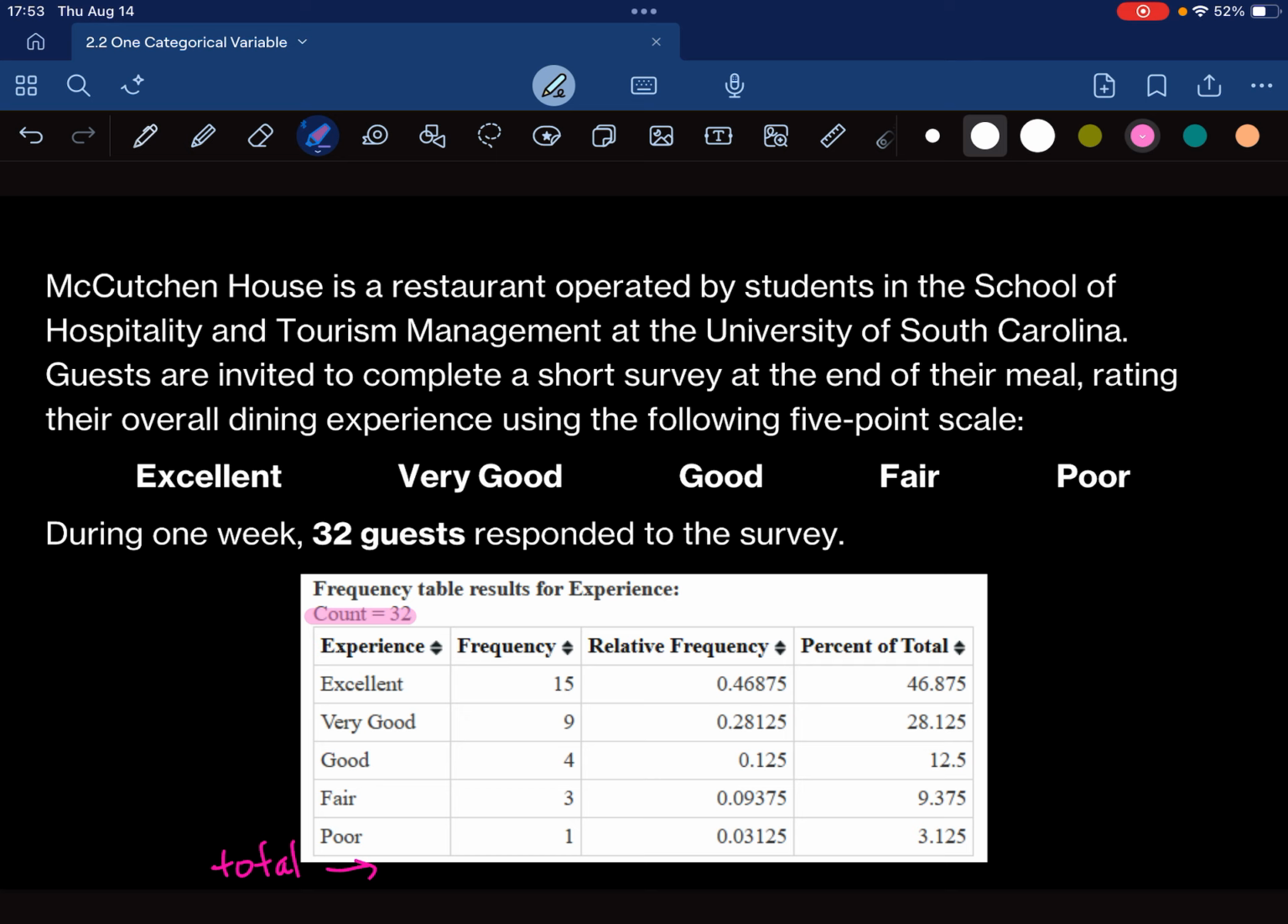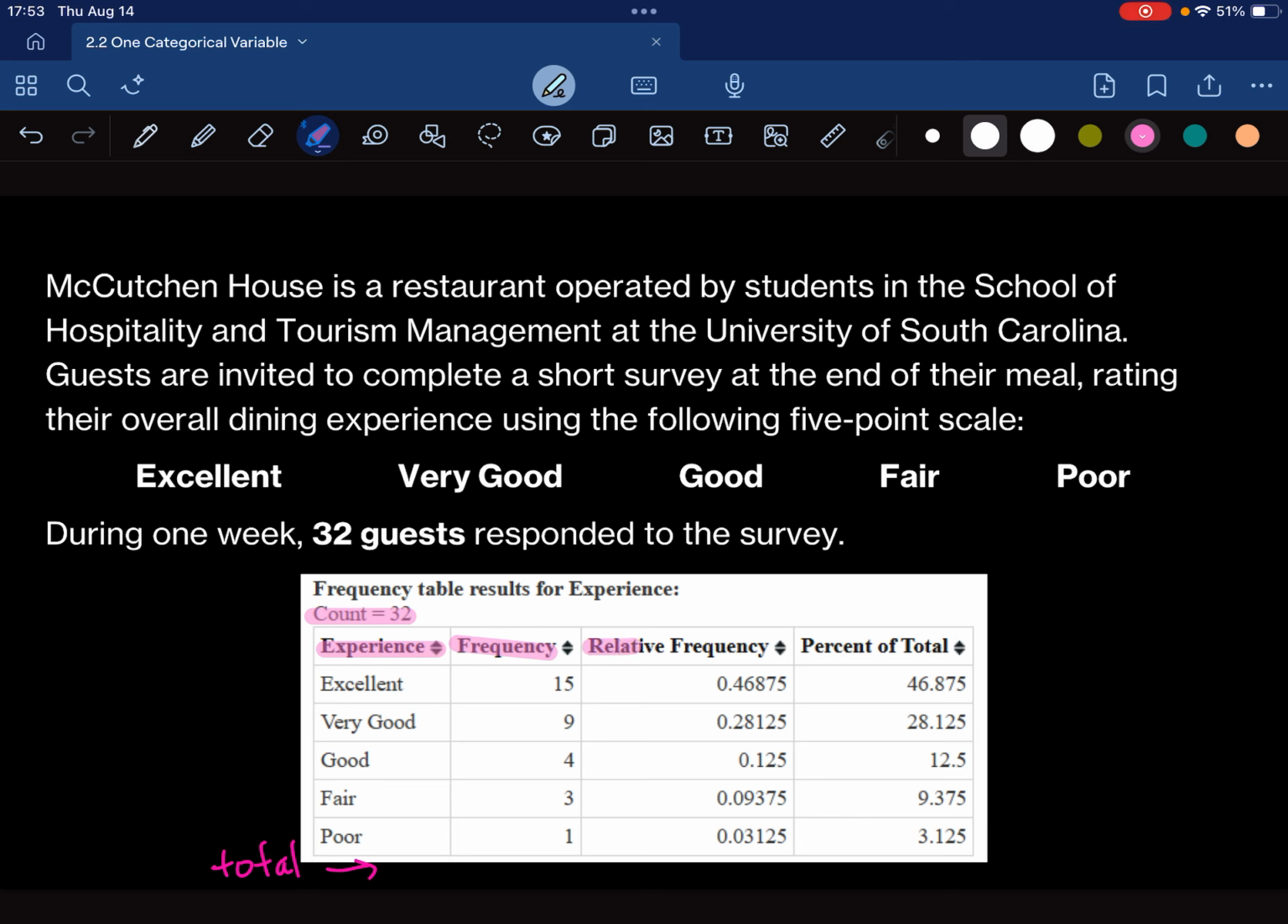We also have a column that talks all about the categories, so excellent, very good, good, fair, and poor. We have a column about frequency, so that could be one table. You could just have the categories and then the frequency. What this says is that there were 15 people who said that their experience was excellent. We have 9 people who said that their experience was very good, 4 people said good, 3 people said fair, and 1 person said poor.